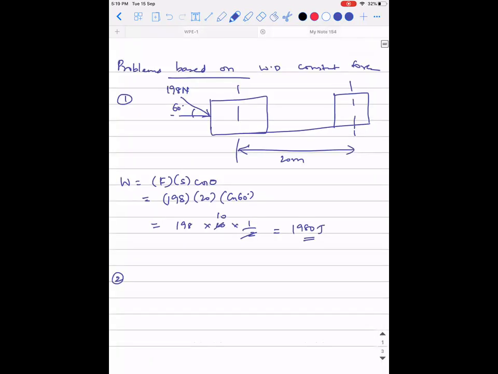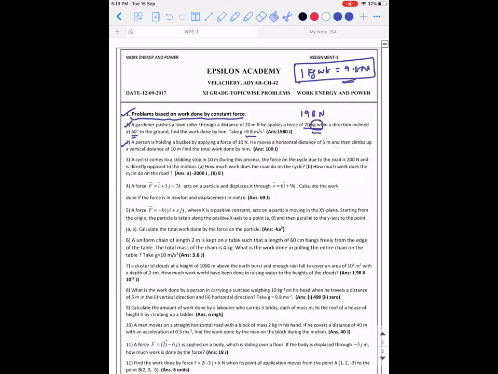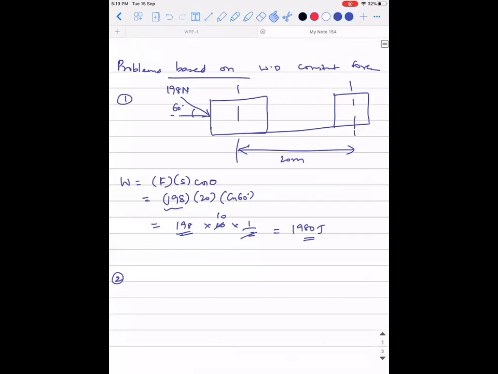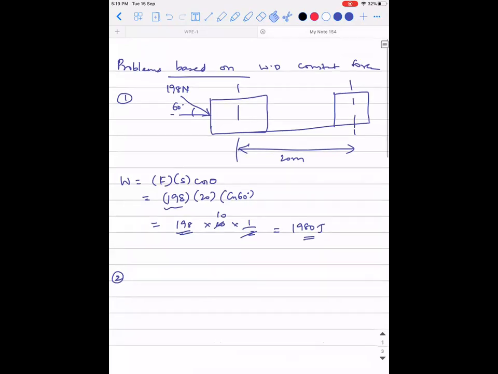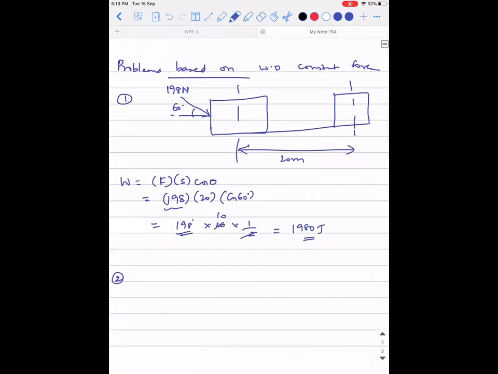It will not come, see, 198 into 10 is 1980. Okay, 20 into 9.8 is what? Okay, 196. 196 into 20, so it should be 1960 then.